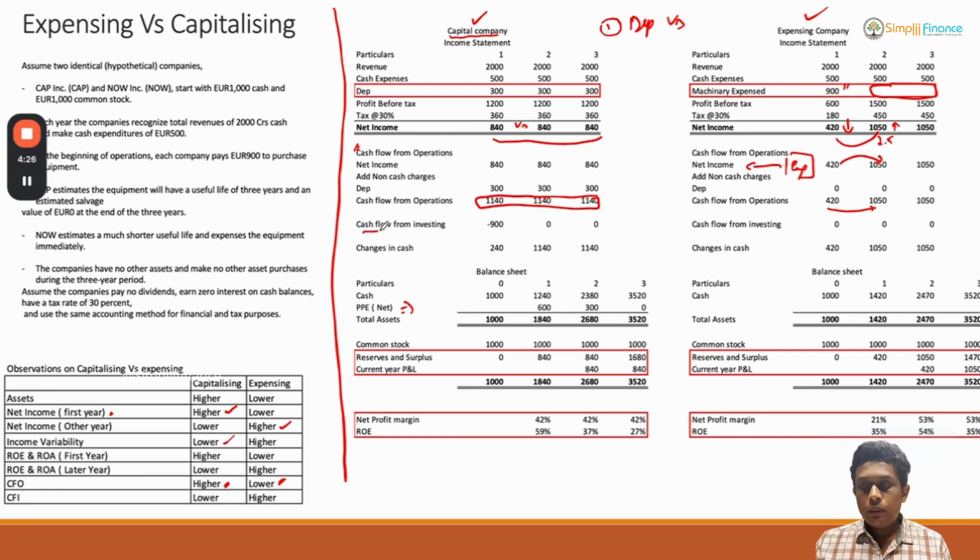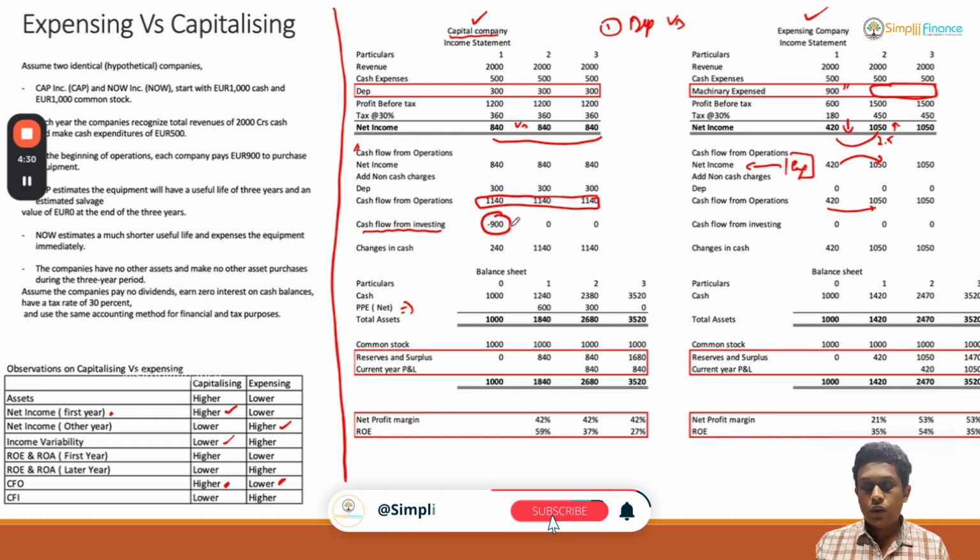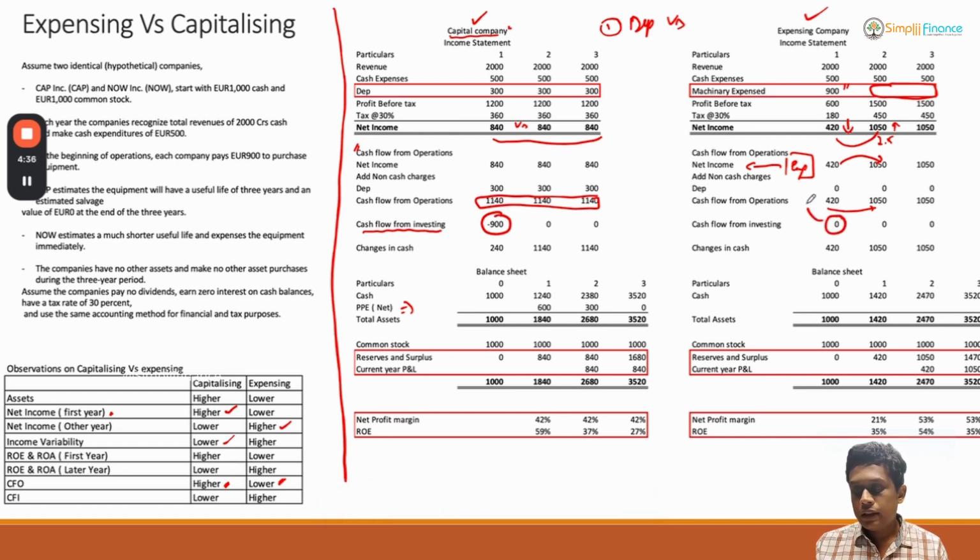And the cash flow from investing is shown as 900 rupees. That's the fixed asset cost for the capitalizing company. But there is no cash flow from investing for the expensing company. Why? Because everything is expensed out.